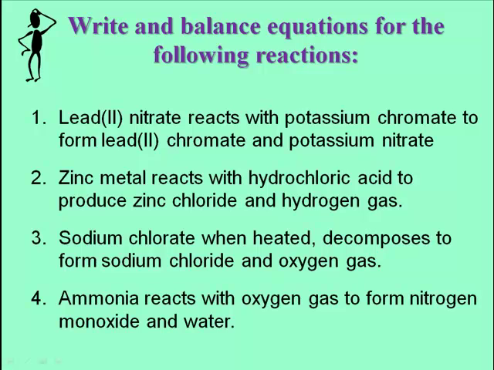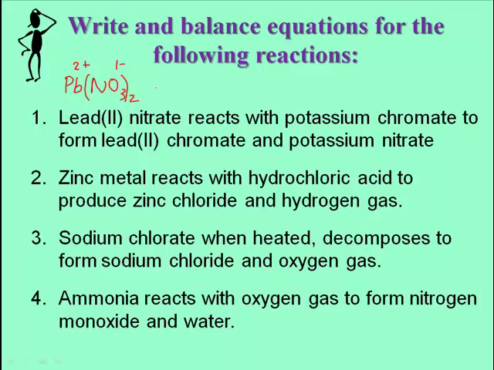So on the first one, we've got lead 2 nitrate. Let's do the first one together. What is the symbol for lead? It's Pb. What's its charge? The Roman numeral is 2, so it's going to be 2 plus. And it's nitrate. Nitrate's formula is NO3, and it's a 1 minus. So we have to make the formula correct. We need 2 nitrates for every 1 lead 2.